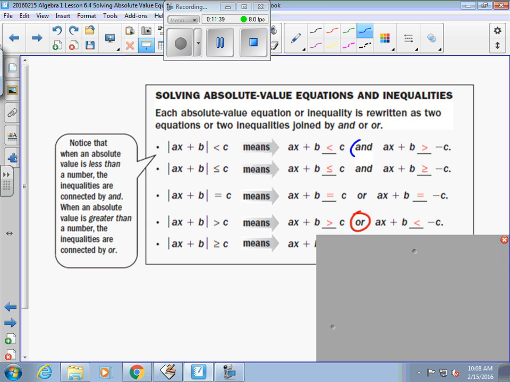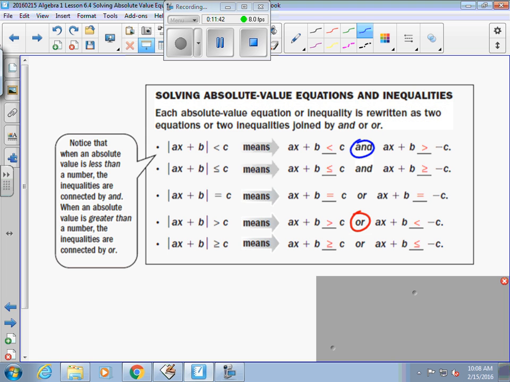The ones that are less than are "and." The ones that are greater than are "or." Reverse the symbol, change the sign. Just like with equations, you change the sign. But for these, you need to reverse the symbol and change the sign.